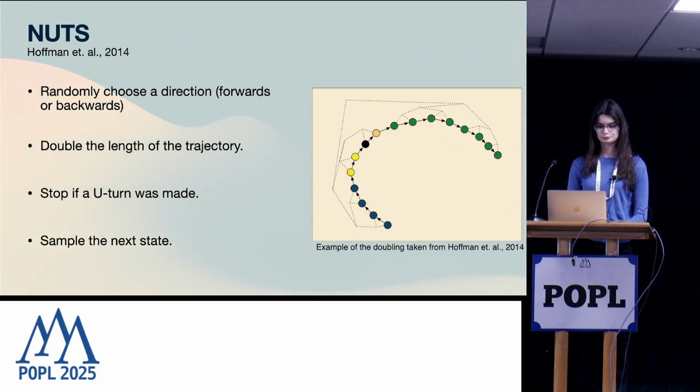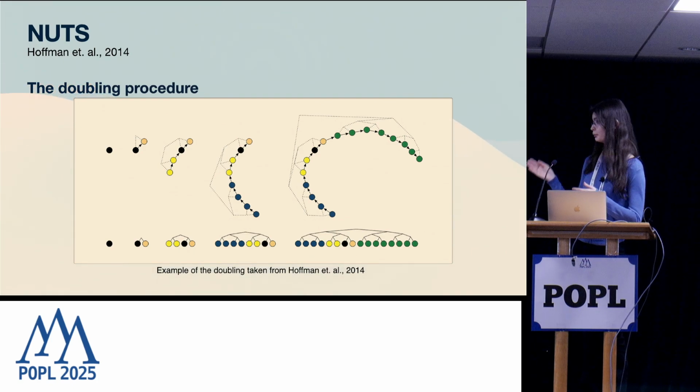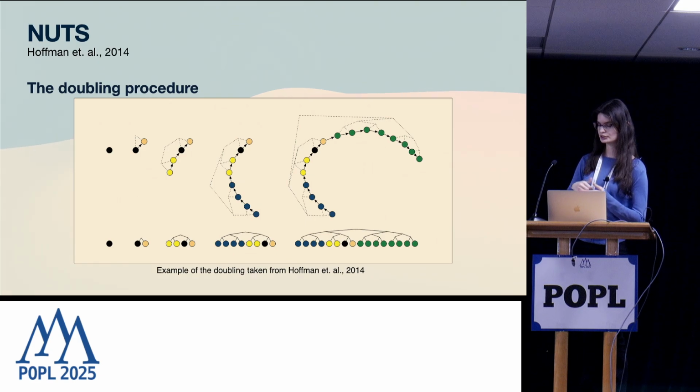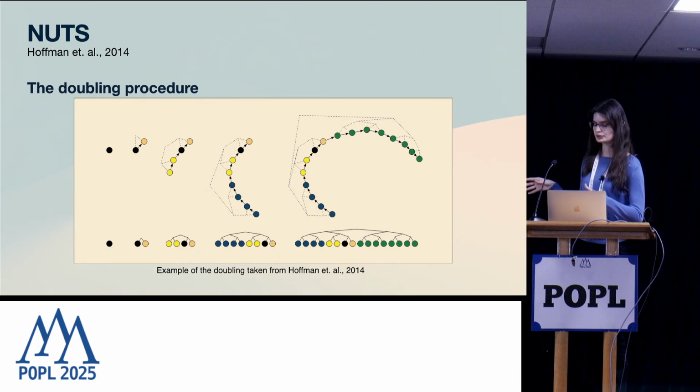For example, here, we start with one state, and then we choose the forward direction, and we go one simulation step forward in the direction of the momentum. And then we choose the backward direction, and we go two simulation steps in the opposite direction of the momentum. So those are the yellow circles. And so on until we stumble upon a U-turn. And notice that we can view the trajectory as the leaves of a perfect binary tree, which is quite important.